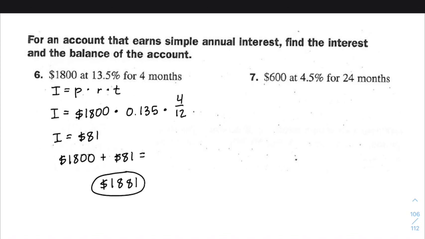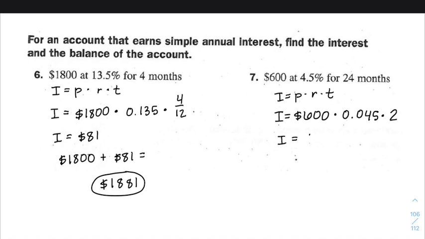On number 7, we have $600 at 4.5% for 24 months. I'm going to start by writing my formula. The principal amount is $600. The rate is 4.5%. In its decimal form, that's 0.045. And the time is 24 months. We can write this as the fraction 24 over 12, or we can simplify that to 2 years. To calculate the interest, we need to multiply our values together.